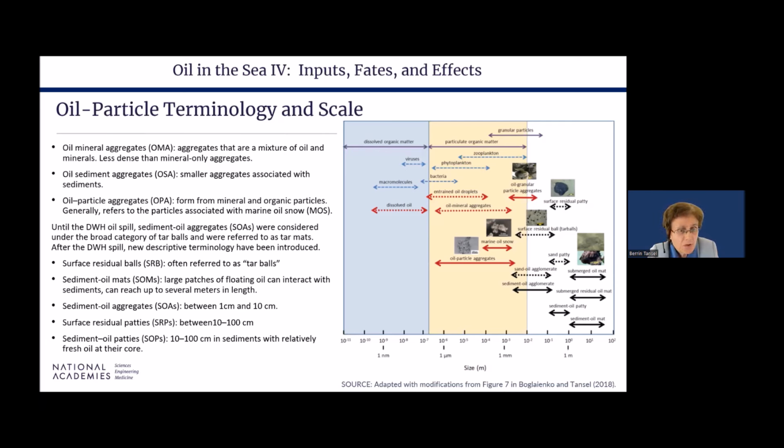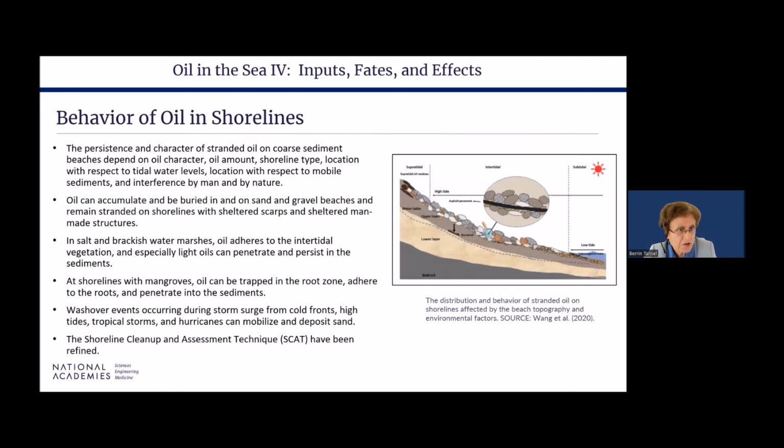Until the Deepwater Horizon oil spill, sediment oil aggregates were considered under the broad category of tarballs and were referred to as tar mats. After the Deepwater Horizon spill, the terms such as surface residual ball and submerged oil mat were introduced to better describe these agglomerates. The terms surface residual balls, surface residual patties, and sediment oil mats are almost exclusively used to describe those that formed after Deepwater Horizon residuals. The Oil in the Sea 4 report actually has specific terminology that goes more in depth into these definitions and how they have been used in the literature.